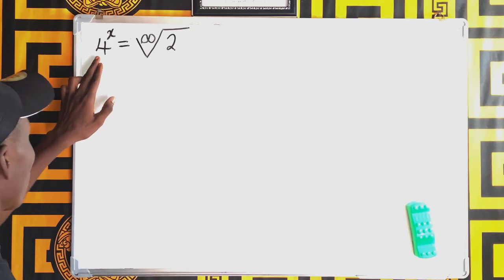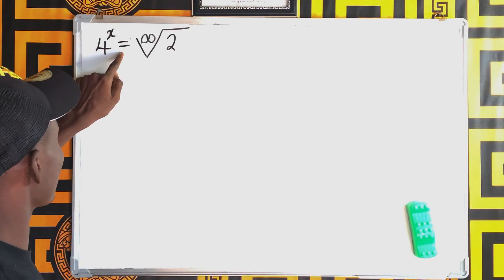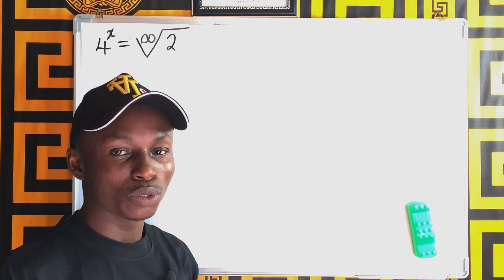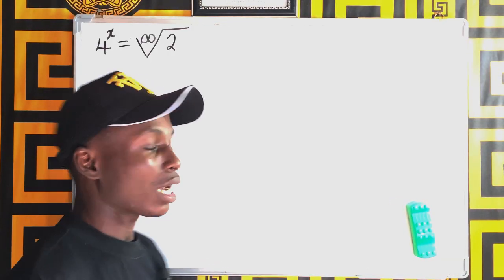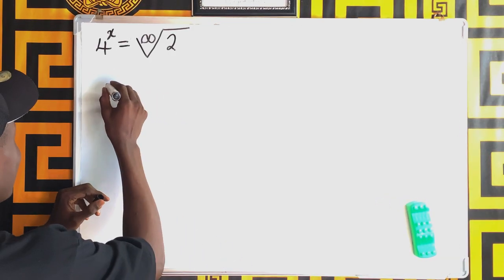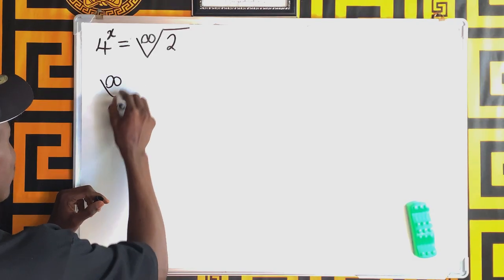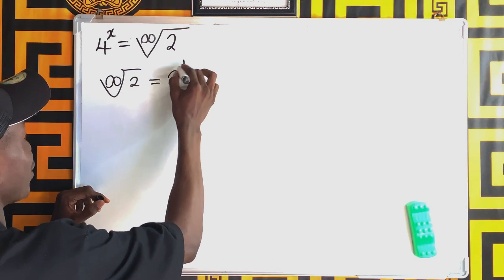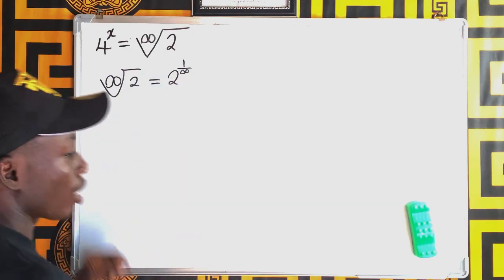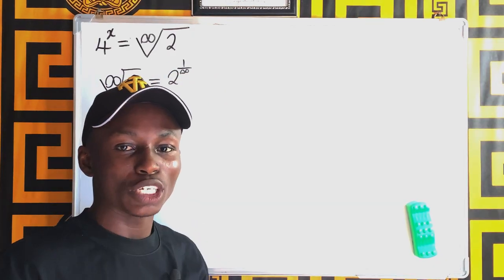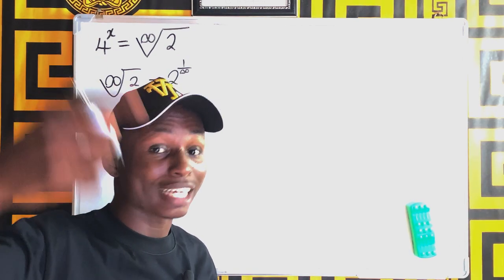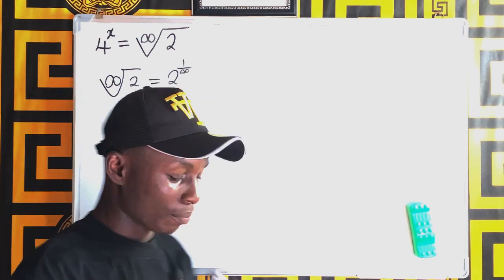Now we're given 4 raised to x is equal to the infinity root of 2, and we are expected to find the value of x. I want you to understand that the infinity root of 2 you are seeing is the same as 2 raised to 1 divided by infinity. Remember, infinity simply means a certain number that does not have an end. You continue going with that, n. That is infinity, okay?